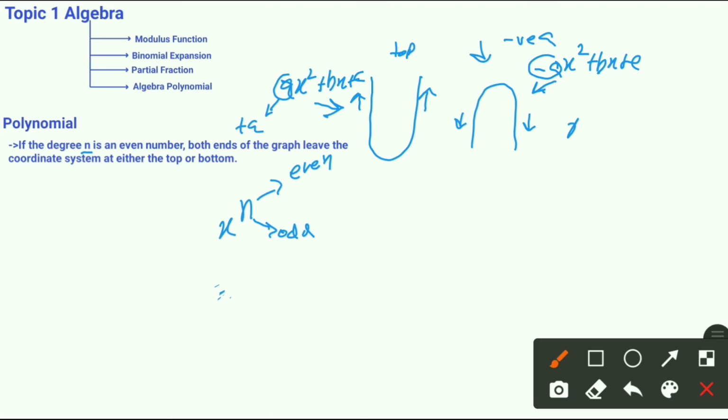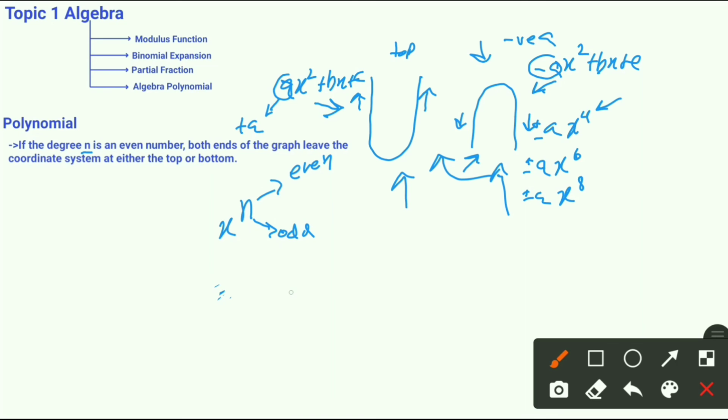And not just for x square, but for x of power 4, x of power 6, x of power 8, all the even numbers of power n would look something like these two. Also depending on the coefficient: if the coefficient is positive, then it looks something like this. If the coefficient is negative, then it looks something like this, for all of them.